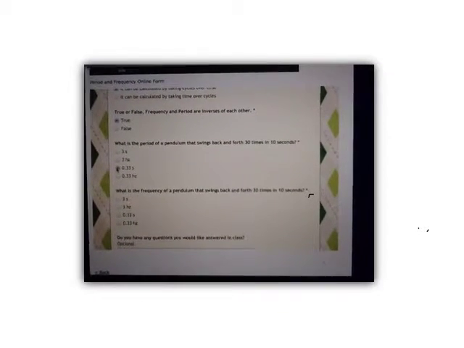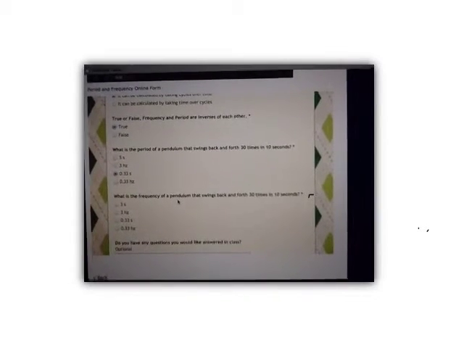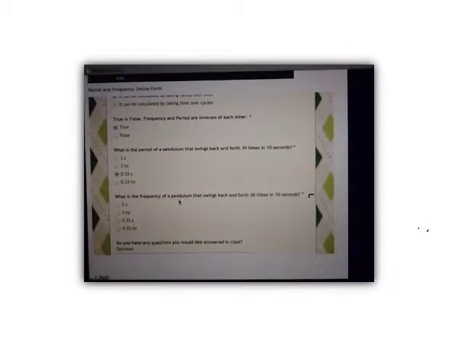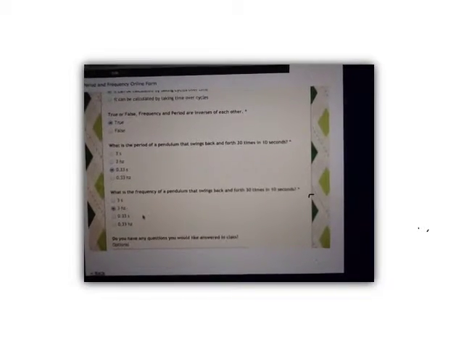Okay, and then what is the frequency of a pendulum that swings back and forth 30 times in 10 seconds? Go by the rule where time goes on the bottom. So 30 divided by 10 would be 3 hertz. If you chose all of those, you got it right.